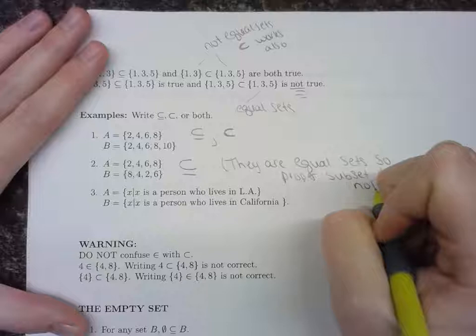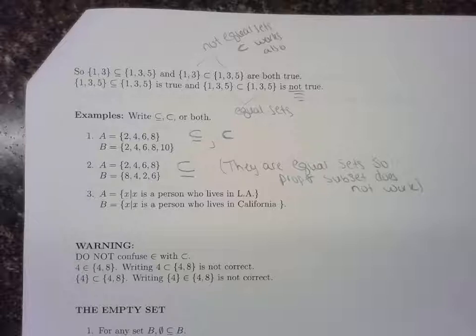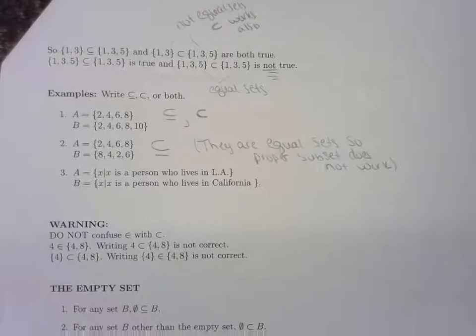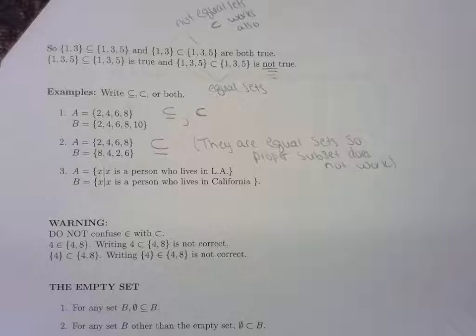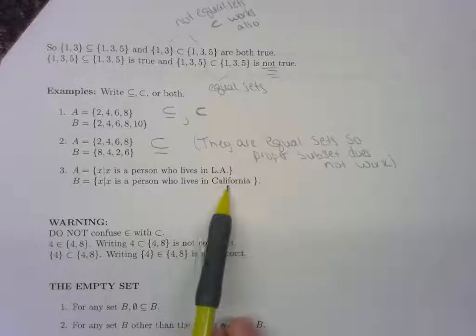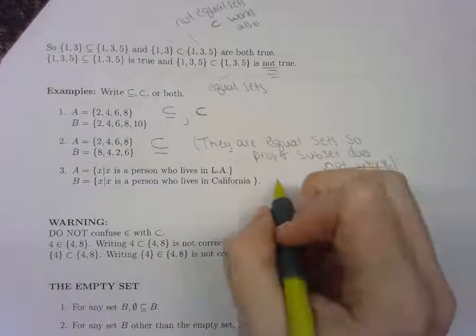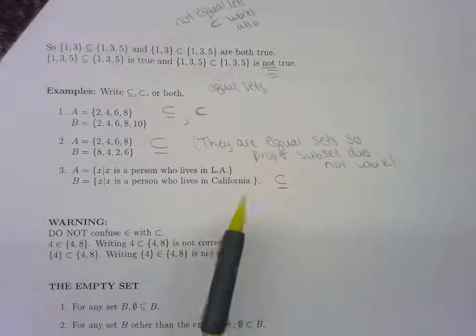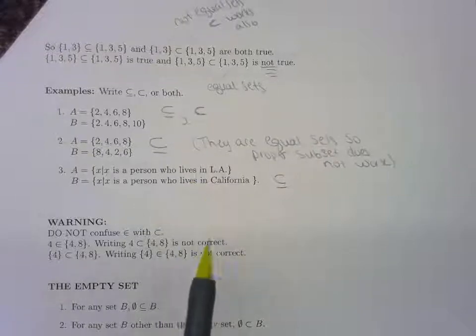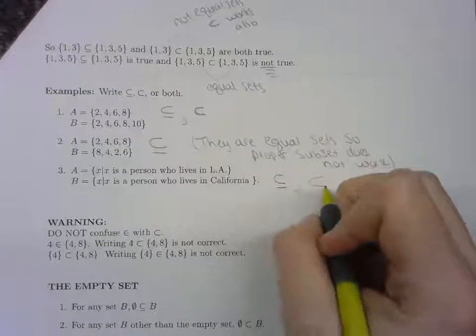Okay, number 3, we have A equals {x such that x is a person who lives in LA}, and B equals {x such that x is a person who lives in California}. Okay, so A is the set of all people that live in LA. B is the set of all the people that live in California. Okay, so everyone that lives in LA also lives in California, so this is a subset, so that works. And then they're not equal because LA is not equal to California, so proper subset would also work.